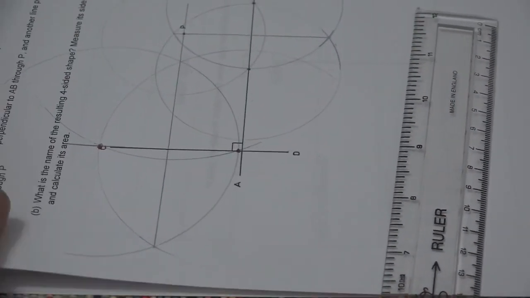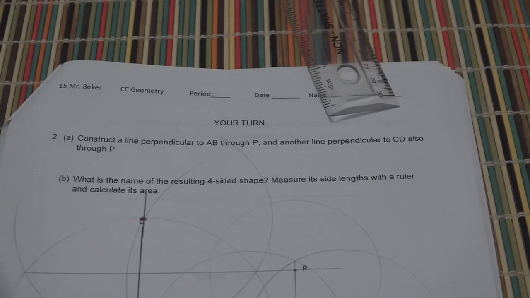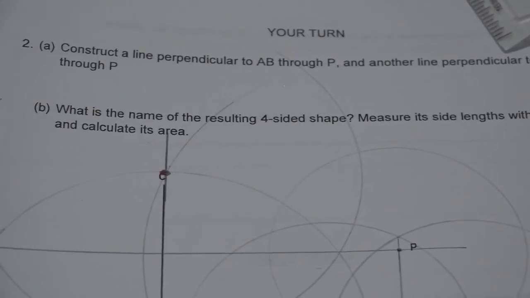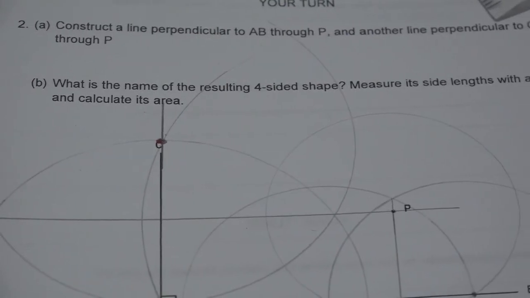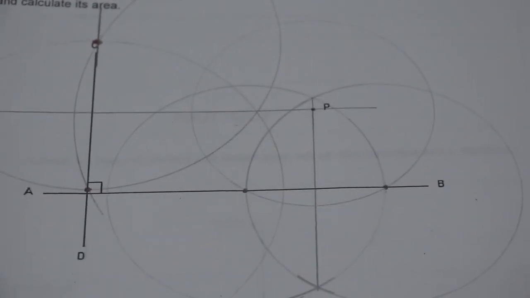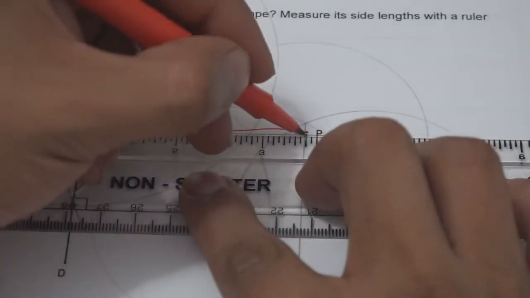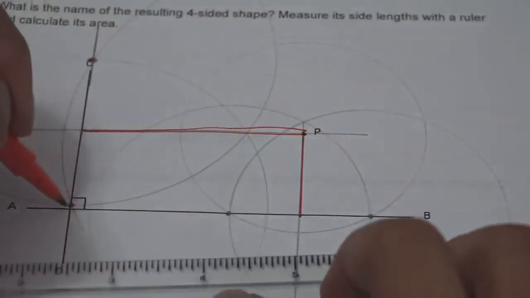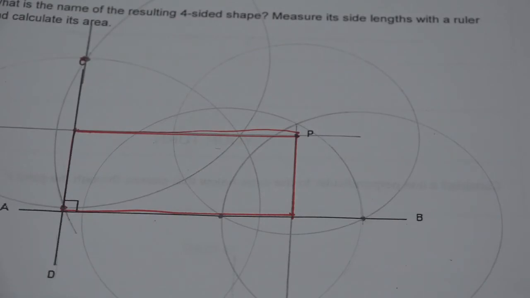Cool then. So now, let me go back to see what else they want. Okay, so I did construct the perpendicular to AB through P and the perpendicular to CP through P. Now they want to know what is the name of the resulting four-sided shape. Measure its side length with a ruler and calculate the area. Okay, I know what the resulting shape is. And now it says, measure its side length with a ruler and calculate its area.